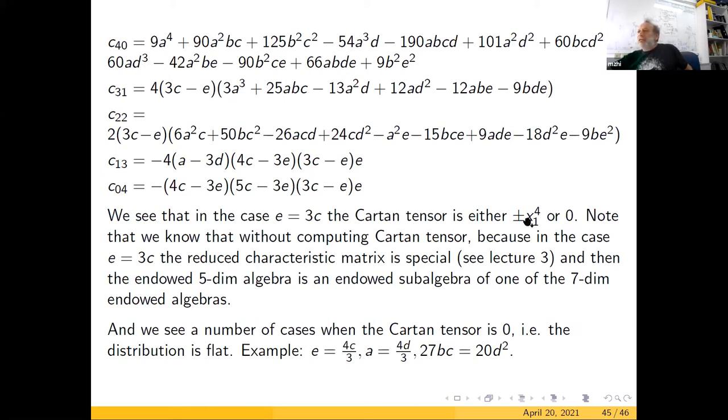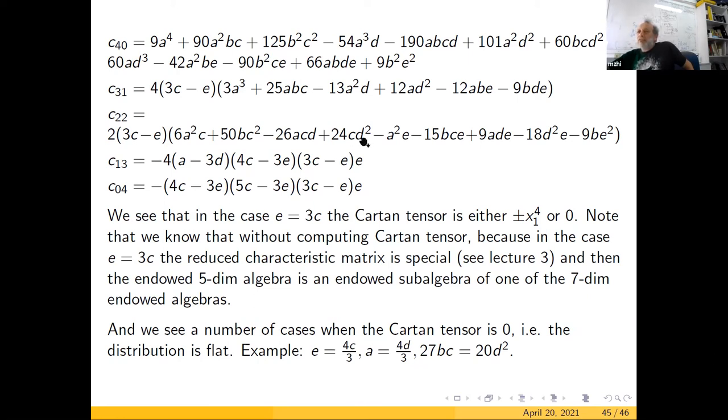Well, but this part I know a priori. How do I know this a priori? Because this is equal to 3C, one of the cases. If you remember from lecture 3, what I call the special reduced characteristic matrix, and I know that a special reduced characteristic matrix with this property, then the endog five-dimensional algebra is the endog algebra of some seven-dimensional endog algebra of a two C5 distribution, which has always a Cartan tensor of either zero or plus minus x1 to the 4.